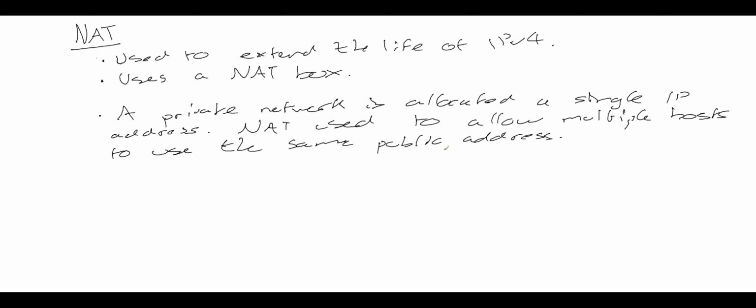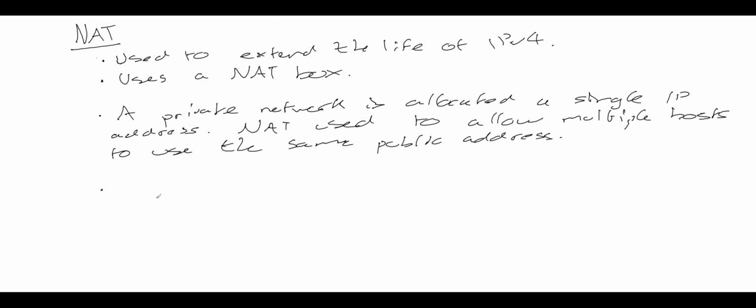So, just to recap, a private network is allocated a single public IP address, and NAT is used to allow multiple hosts to use the same public address. So you might be wondering at this point, if you have multiple hosts on a private network and a NAT box is translating every private address into a single public IP address, how does the NAT box know where to send replies received from the public internet? Well, the way this problem is overcome is we use what's called port numbers.